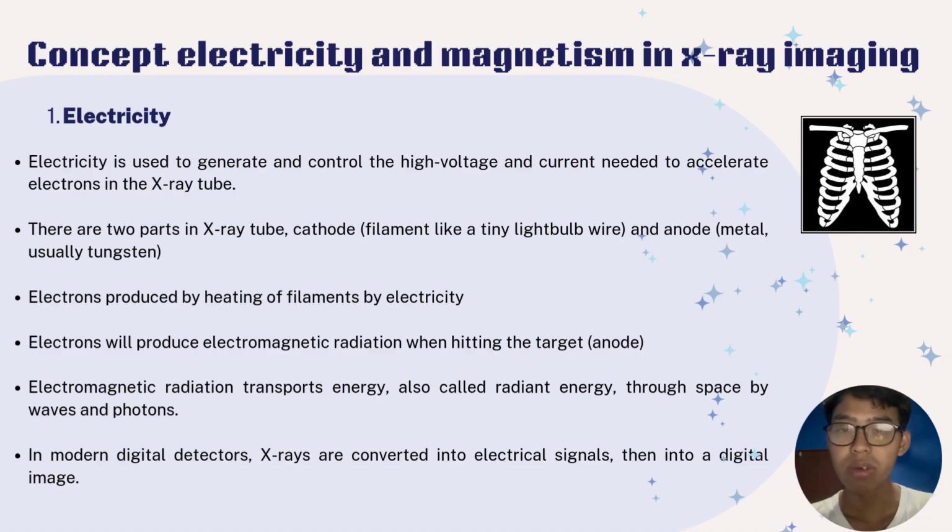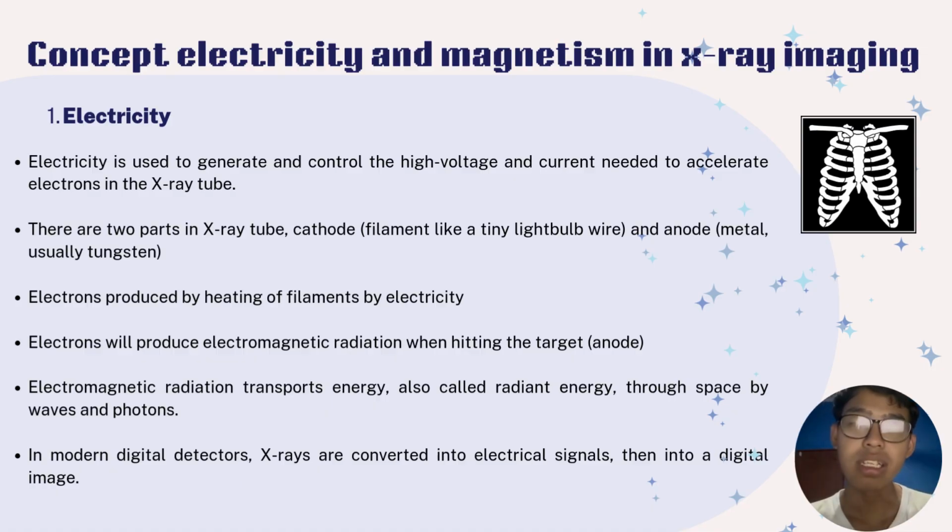Now, we will talk about the concept of electricity and magnetism in X-ray imaging. Firstly, electricity: how it works. Electricity is used to generate and control the high voltage and current needed to accelerate electrons in the X-ray tube. There are two parts in an X-ray tube, which are the cathode and the anode. The cathode consists of a filament like a tiny light bulb wire, while the anode consists of metal, usually tungsten.